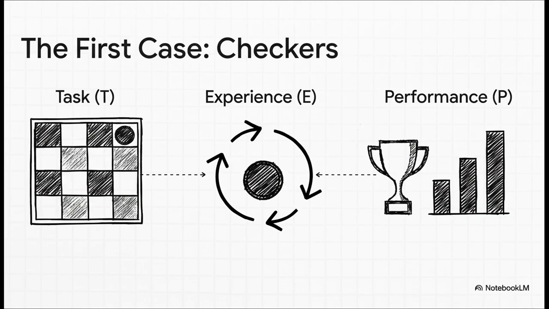Let's make that less abstract with a classic example. Imagine a program that's learning to play checkers. The task, T, is super simple. Play the game of checkers. Its experience, E, comes from playing thousands, maybe millions of practice games against itself. And its performance, P, that's just its win rate, the percentage of games it wins. See? T, E, P. Every case needs them.